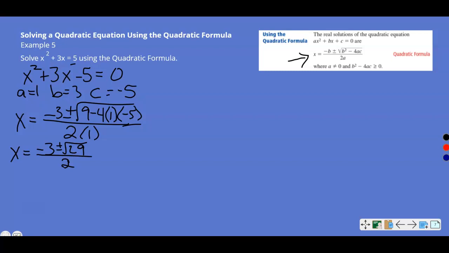All right, and since 29 is not factorable, 29 is a prime number, we can leave that. This does represent two solutions. It represents -3 plus the square root of 29 divided by 2, and -3 minus the square root of 29 over 2. But very often you'll see it as this right here where it says plus minus. And that's it. That is your two solutions for this quadratic equation.